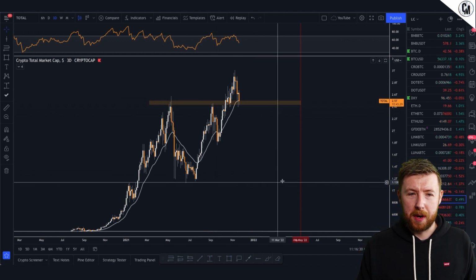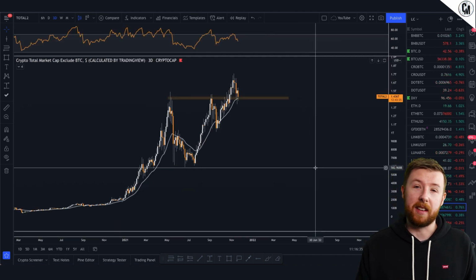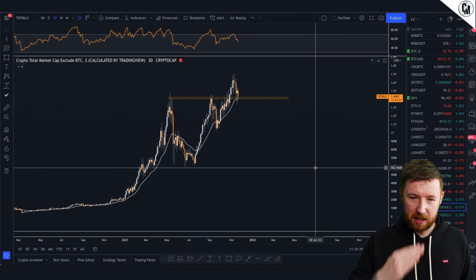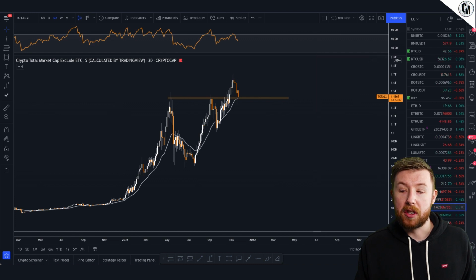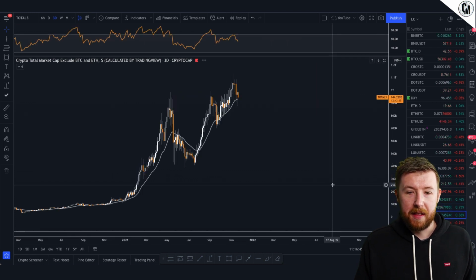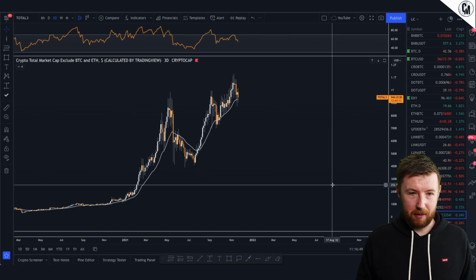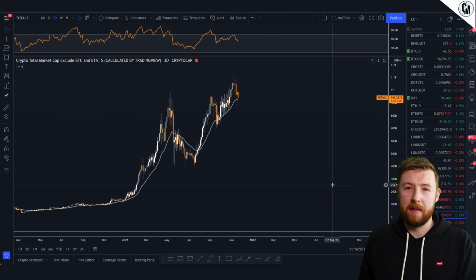Other charts to look at as well. The Total 2 chart. This is everything excluding Bitcoin. And again, look at that magical line. So this is basically your Ethereum and everything else, right? There's also another one called the Total 3. This is everything without Bitcoin and without Ethereum, right? So the two big caps are gone. It still looks fine. We are still in an uptrend. We can take a lot of information from this.